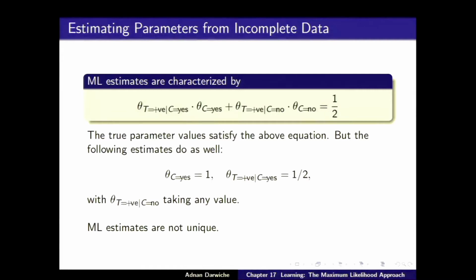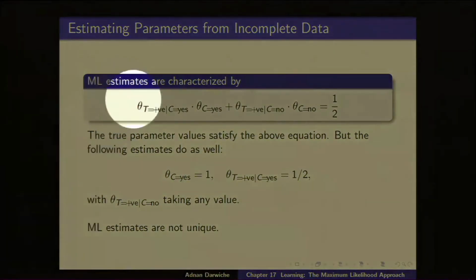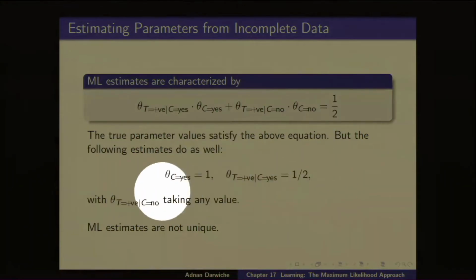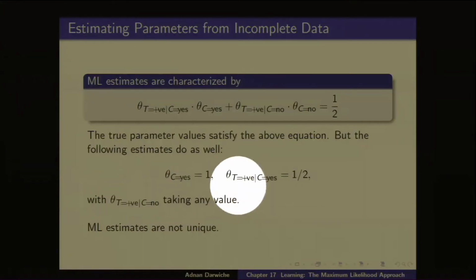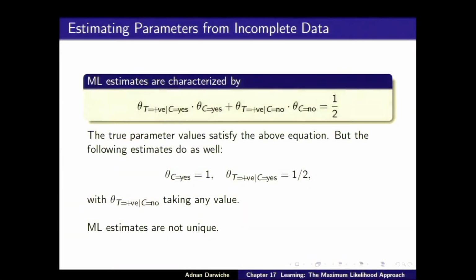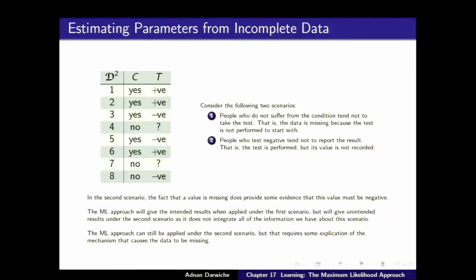For example, the true parameters, that is the ones in the original network from which we were generating the data, do satisfy this equation, but you can satisfy it in many other ways, as you can see here. If you choose this parameter this way, and that parameter that way, then you're good regardless of what this is. You're still going to get this condition, and you're still going to get maximum likelihood estimates. So maximum likelihood estimates are not unique when the data is incomplete.